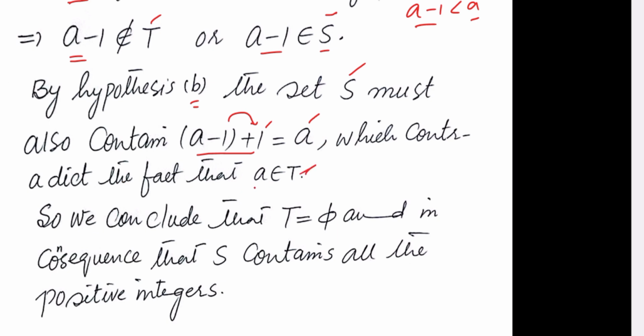As A was an arbitrary element of T, it is now an element of S. This shows that there is no element in T and T is an empty set. In consequence, S contains all the positive integers, or we can say that S is equal to the set of natural numbers.